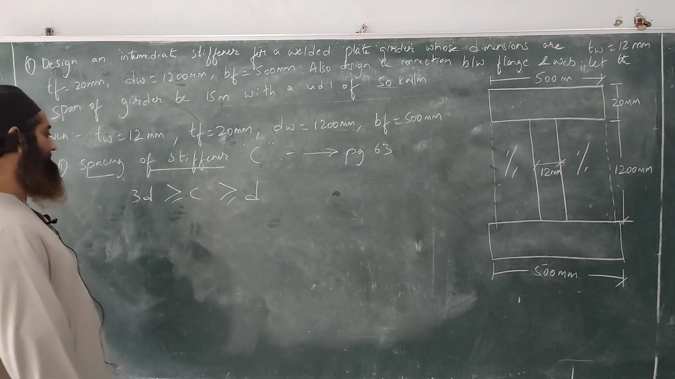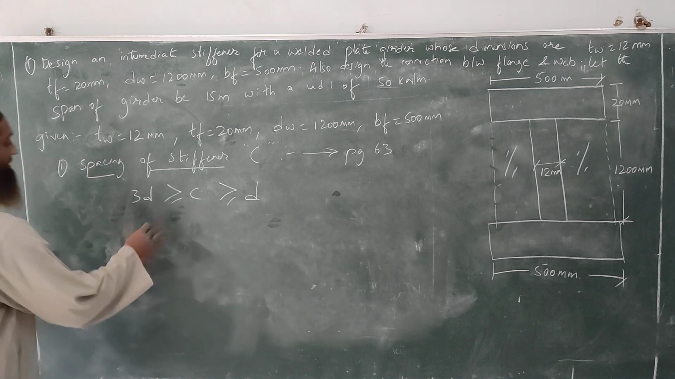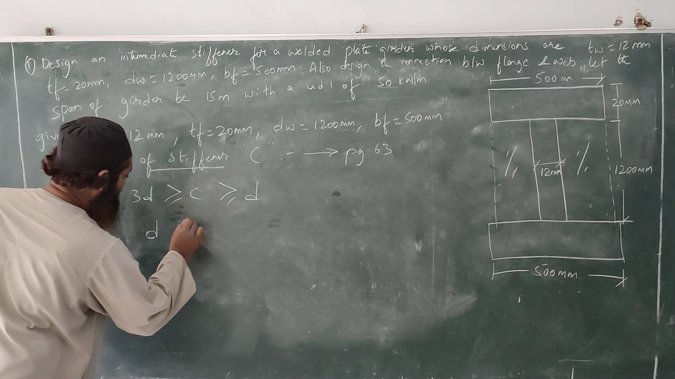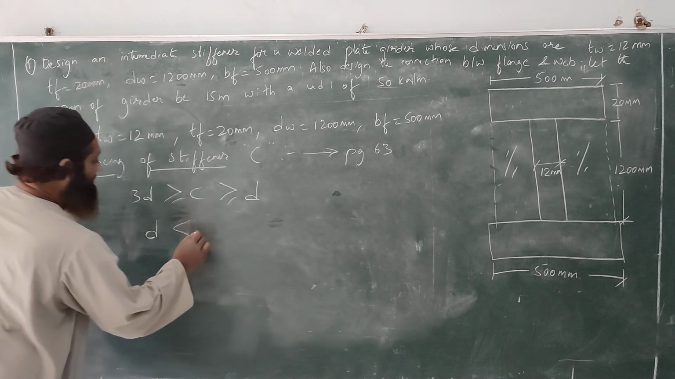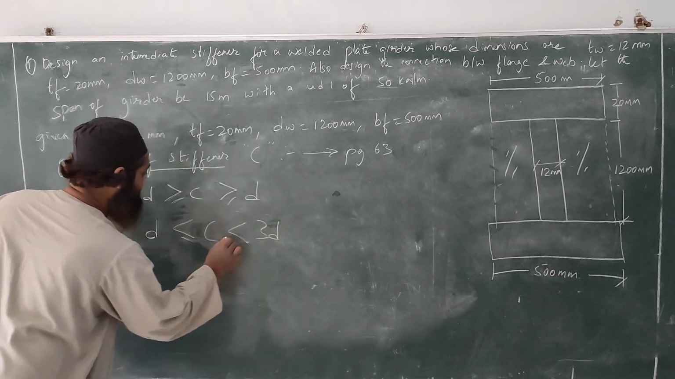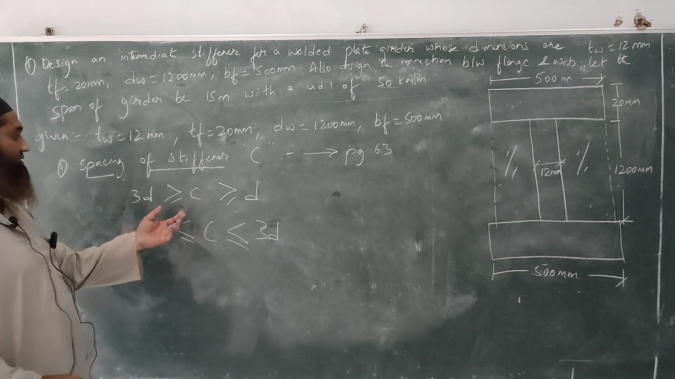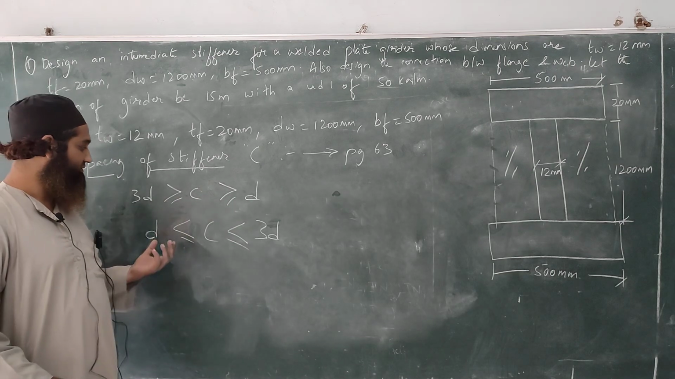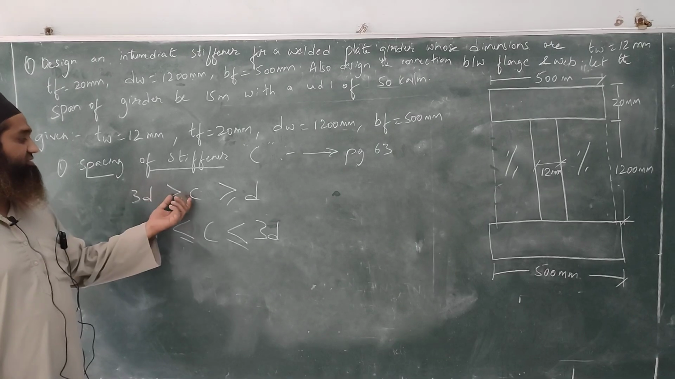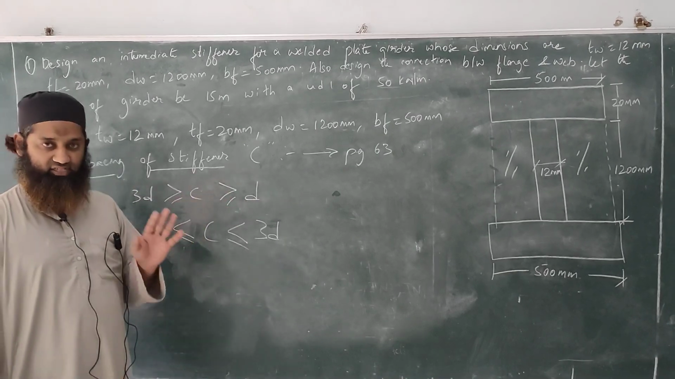I'll write this as: D should be less than C, and C should be less than 3 times D. I have just changed the signs, you can see here. It says that 3 times D should be greater than C, and C should be greater than D. This is what it says.